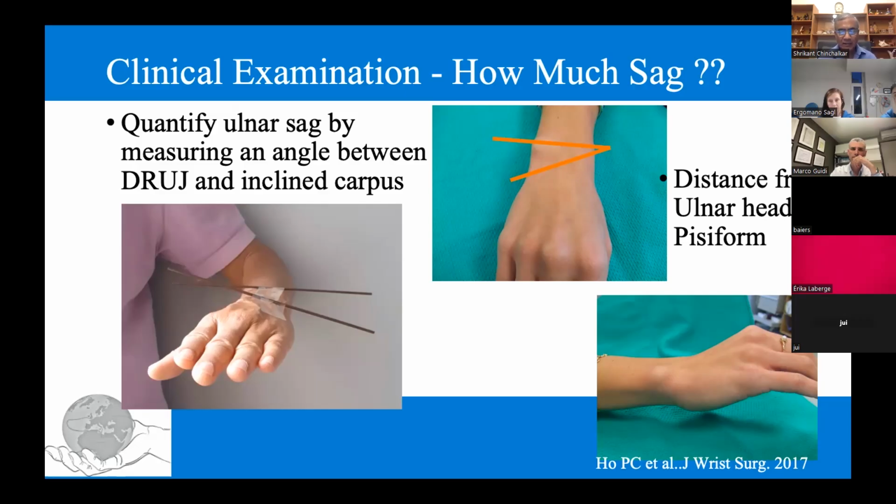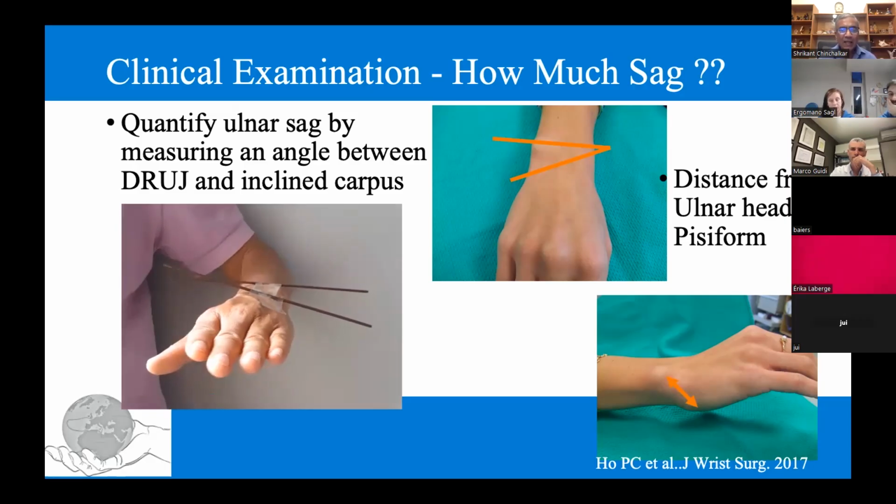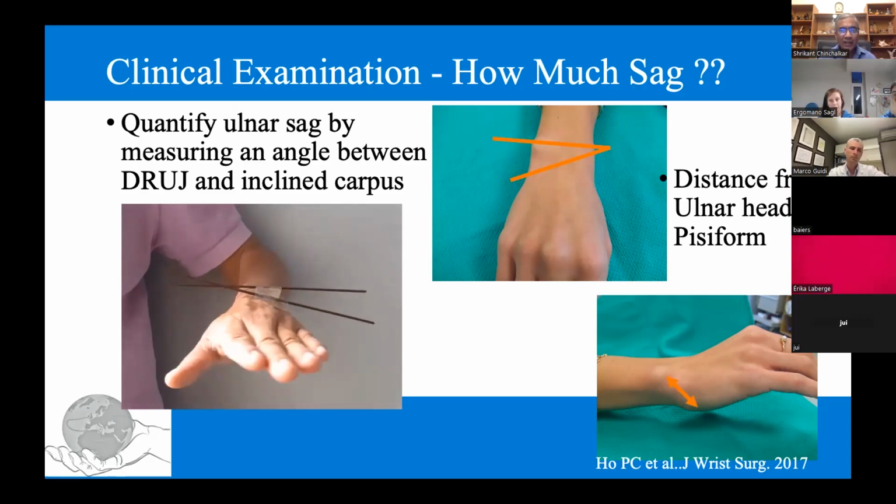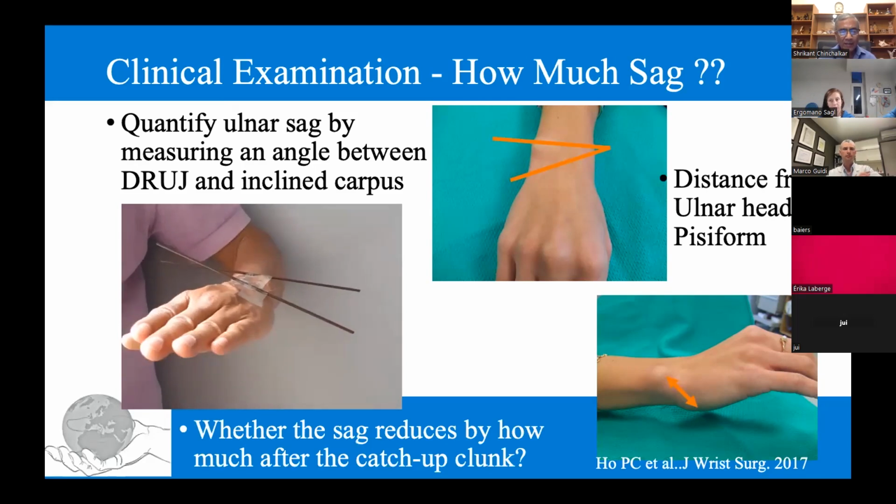And of course, we can keep on using this method of evaluation on an ongoing basis as we treat these individuals by conservative means. Whereas Dr. Ho from Hong Kong suggested that we also must look at the distance from the ulnar head to the orientation of the carpus on the volar side. So these are the objective measures we can keep recording on an ongoing basis.